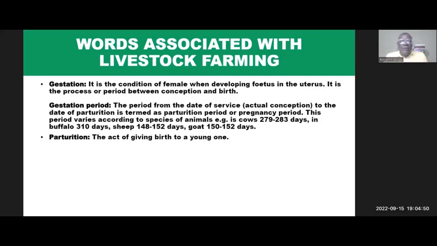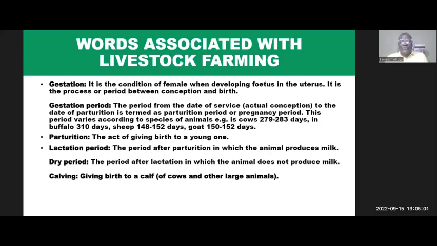Now, parturition that we already mentioned refers to the act of giving birth to a young one, okay? Then lactation period is the period after parturition. And during this period, the animal produces milk, you know? That is why lactation is the time the animal produces milk. Then we have the dry period after lactation, in which the animal does not produce milk. That is called the dry period.